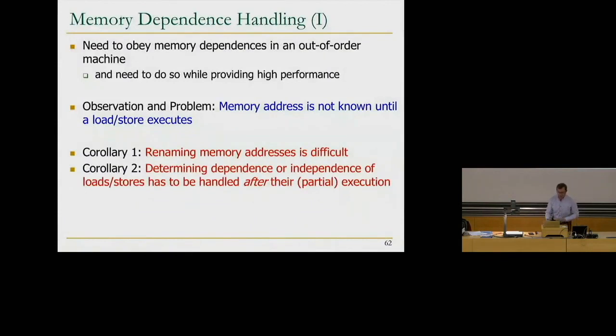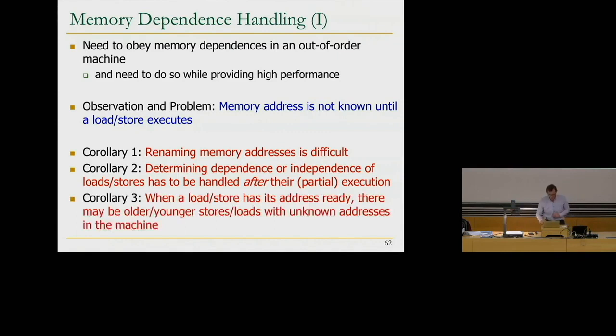Okay. So essentially, the second corollary, what I showed you, is that determining the dependence or independence of loads and stores has to be handled after their partial execution. I say partial execution because a load has two steps: it generates its address, and then it loads the value in that address to a register. But address generation is just partial execution of the load. The next step is going to the memory and getting that location. But if you don't know if a store is writing to that address, then maybe you should wait.